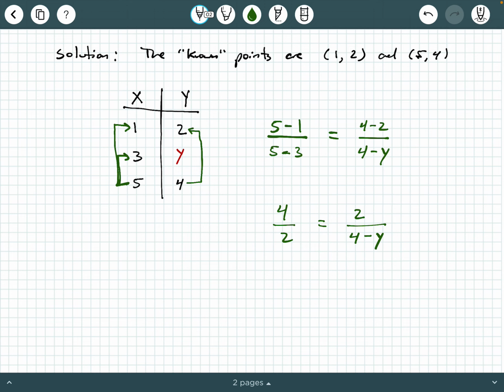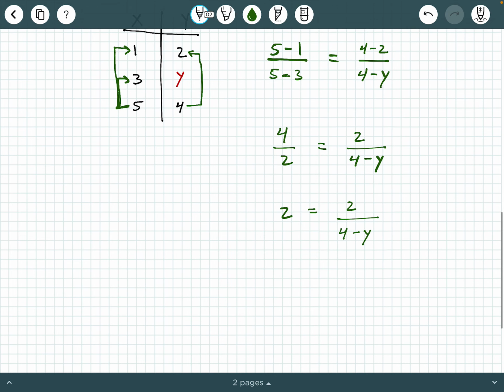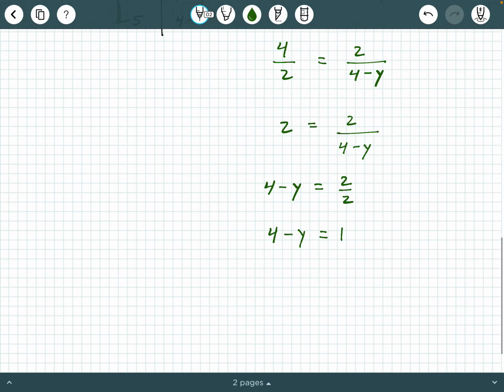And we can see 4 over 2 reduces to 2, equals 2 divided by 4 minus y. Right now I'm just showing some simple algebra manipulation. So we have 4 minus y equals 2 over 2, which of course is 1. So 4 minus y equals 1. And then we can rearrange that and we get y equals 3. And that is our answer.